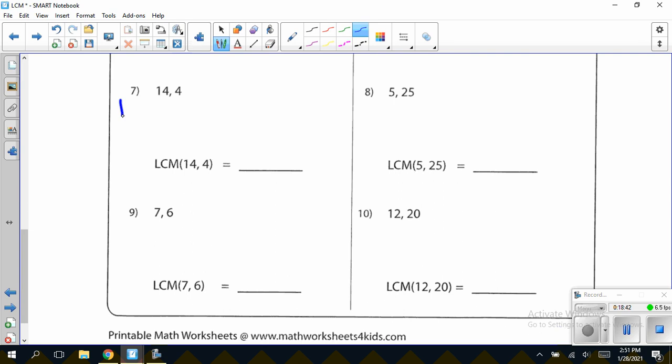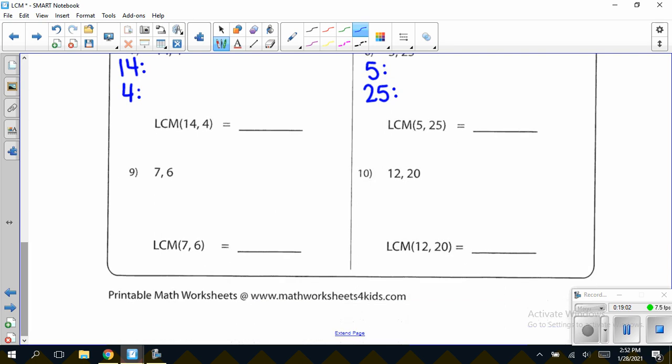For number 7, list your multiples of 14 and 4. Circle the very first number that they both have in common to find your LCM. Number 8, list your multiples of 5 and then 25. Find your LCM. Number 9, you're listing your multiples of 7 and then 6, circle their LCM. And then for number 10, list 12 and 20 and then circle your least common multiple. On Schoology, these are fill-in-the-blank questions, so make sure you are typing the number in correctly.